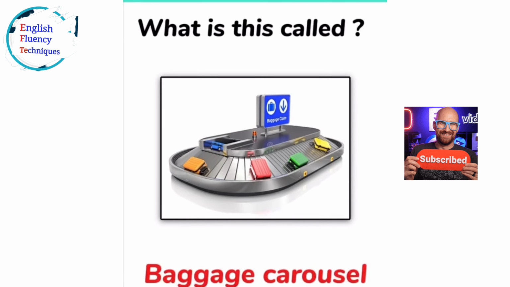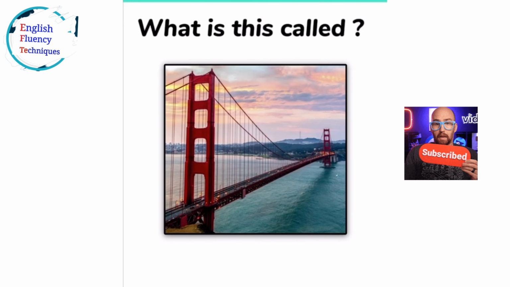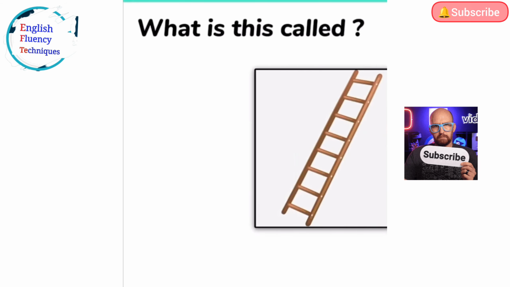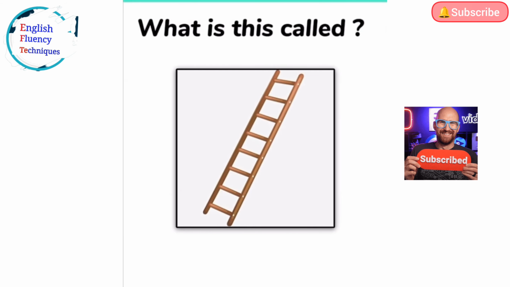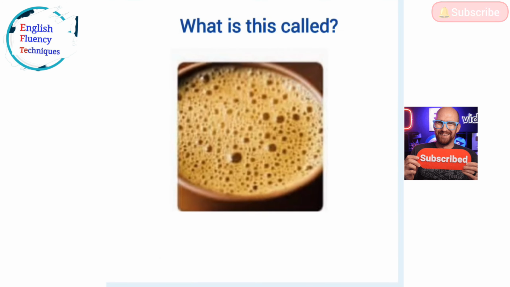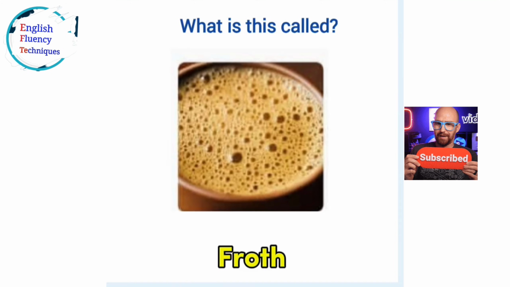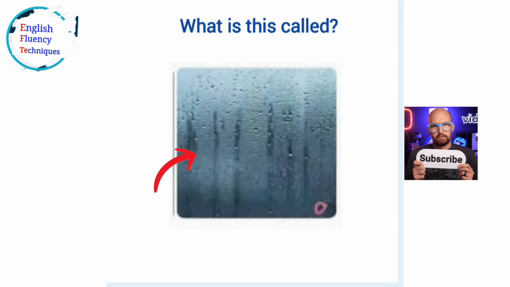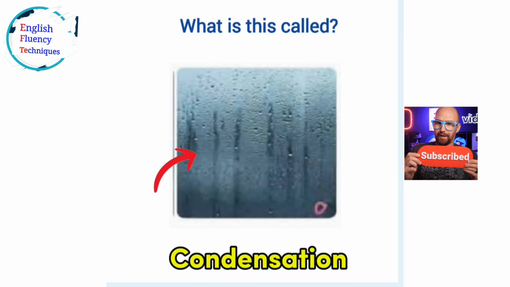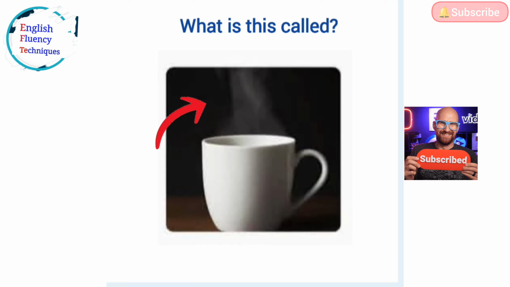What is this called in English? Baggage carousel. What is this called in English? Bridge. What is this called in English? Write and comment. What is this called in English? Froth. What is this called in English? Condensation.